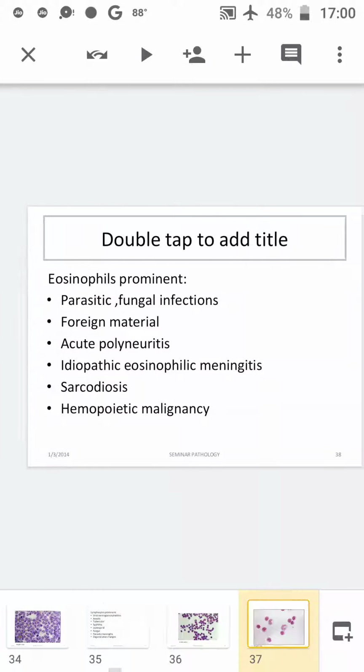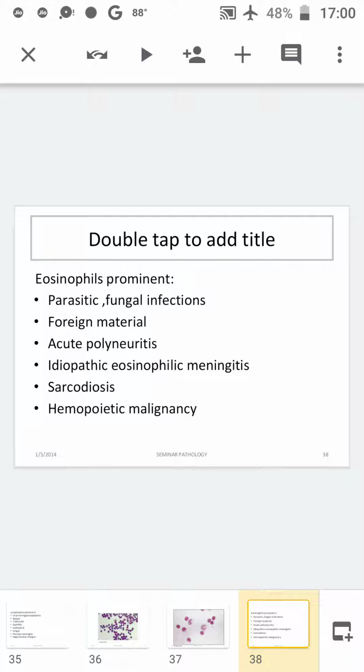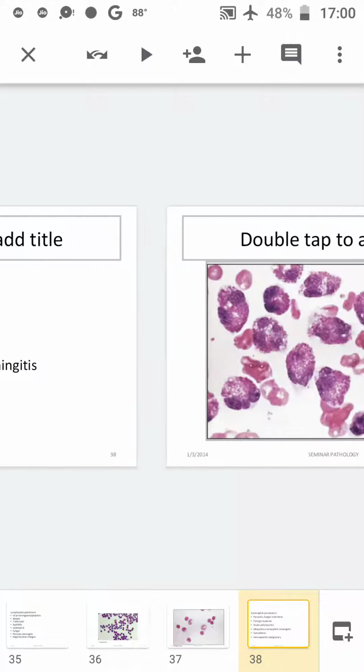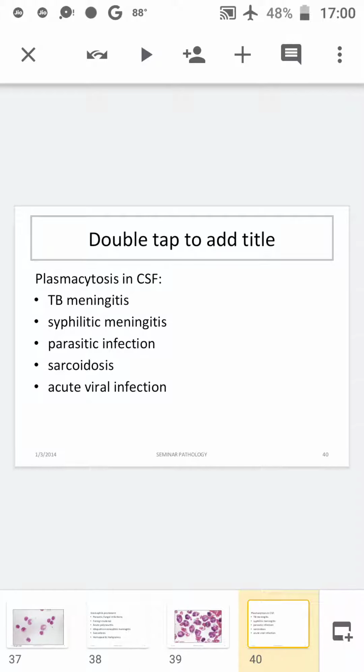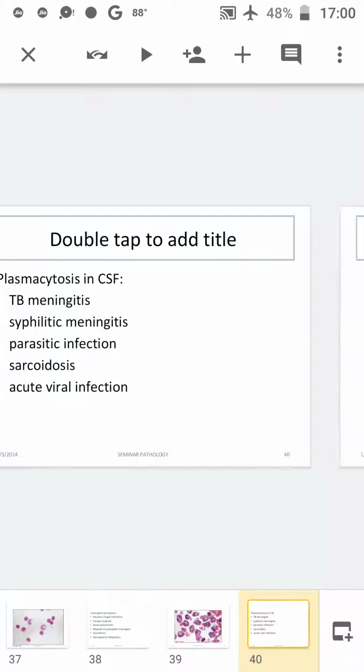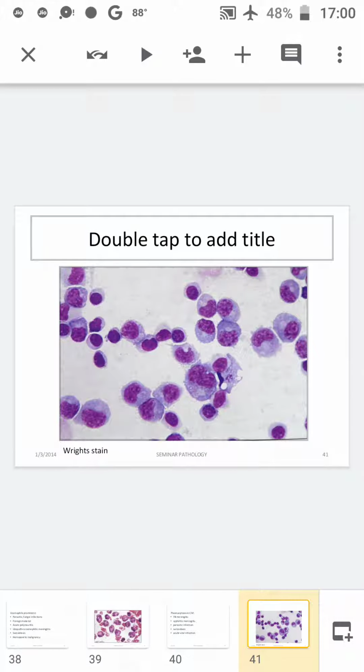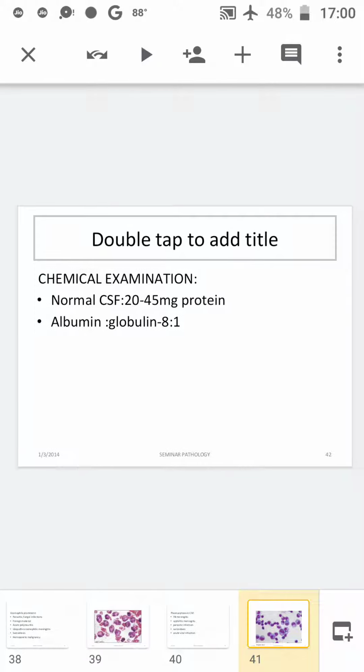Here you are seeing predominantly lymphocytes. And suppose you are seeing more eosinophils, then it is mainly because of parasitic or fungal infections. Then plasma cells: if there are more plasma cells in the CSF, then it can be because of TB meningitis or syphilitic meningitis.